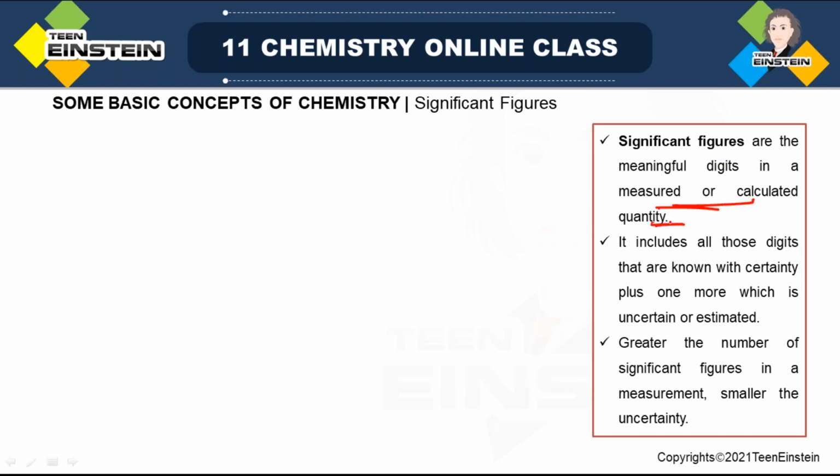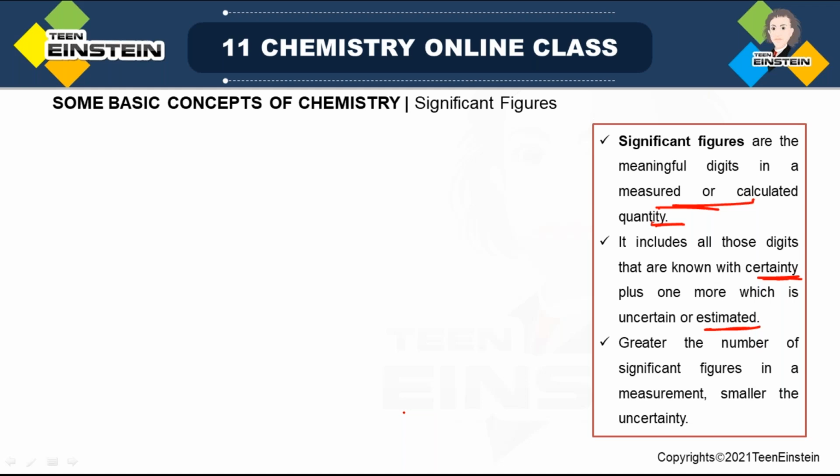Suppose we are doing an experiment and getting some values. In those cases, there will be some meaningful digits. It is not that all the digits are meaningful. There will be some meaningful digits, and those are called significant figures. Now these include all those digits that are known with certainty, plus one more which is uncertain or estimated.